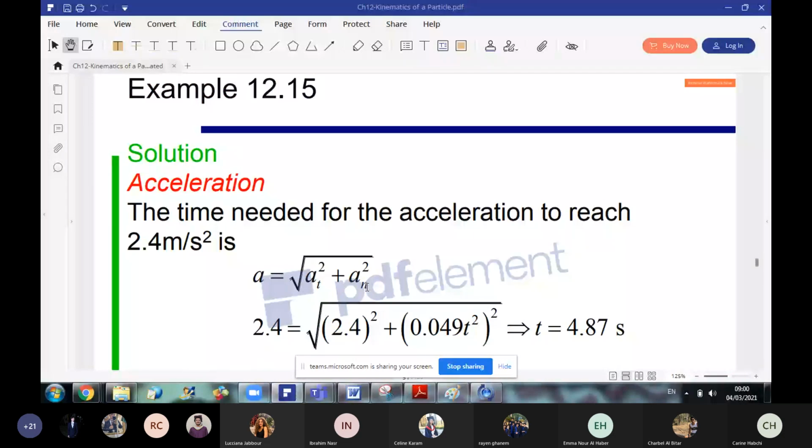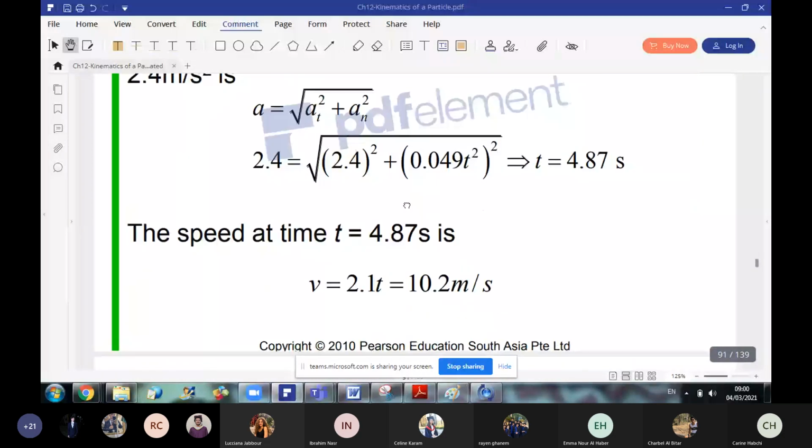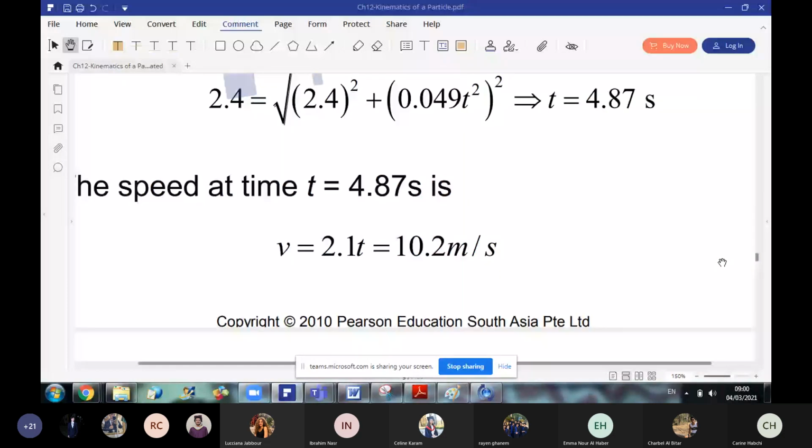Or you can remove the square root and write a squared equal to at squared plus an squared. In this equation, the only unknown is t, so you can get the value of t. Once I find t, all I have to do to find the speed is to replace back in the equation of velocity to get the velocity at this instant. Any question on this problem?